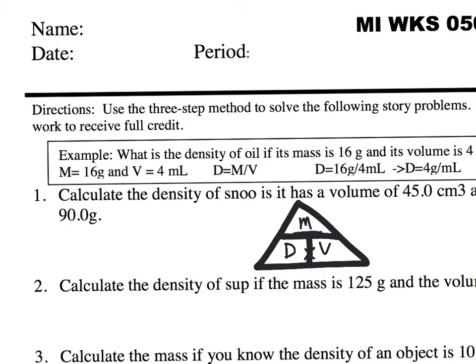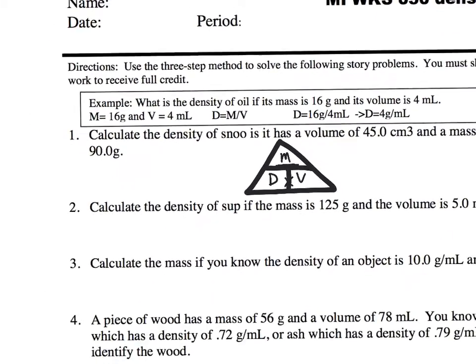So, the first 6 problems are pretty much done that way. Sometimes you've got to multiply, sometimes you've got to divide. It just depends on what the triangle calls for. So what I'd like you to do in the next few minutes is try numbers 1 through 6.